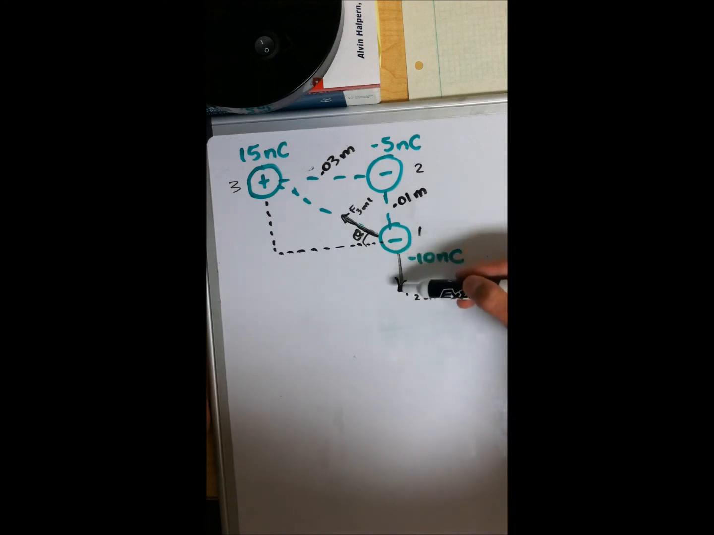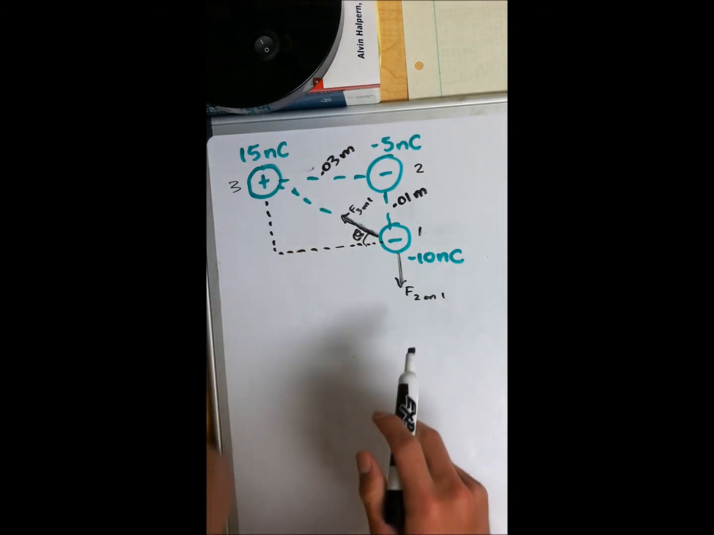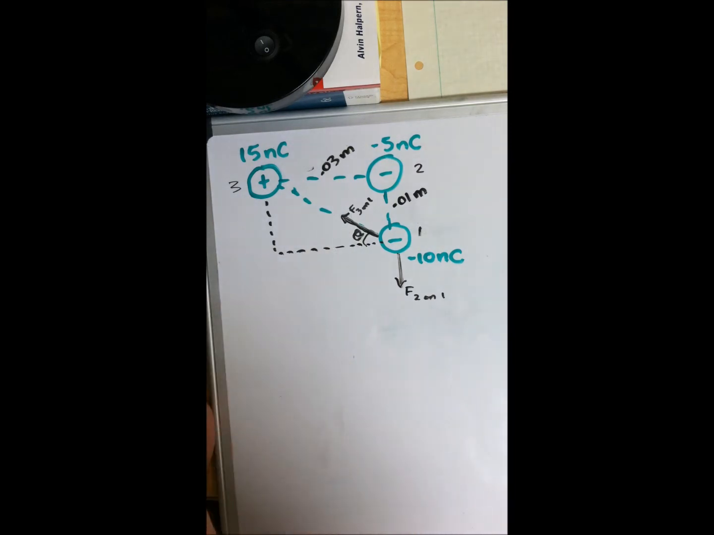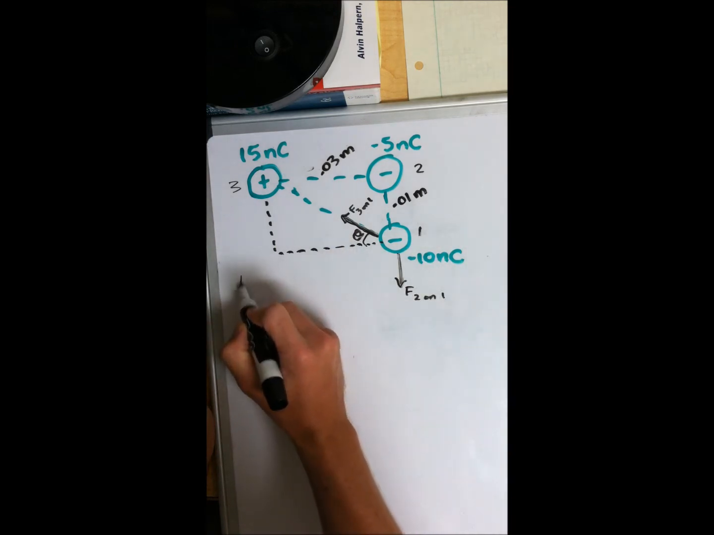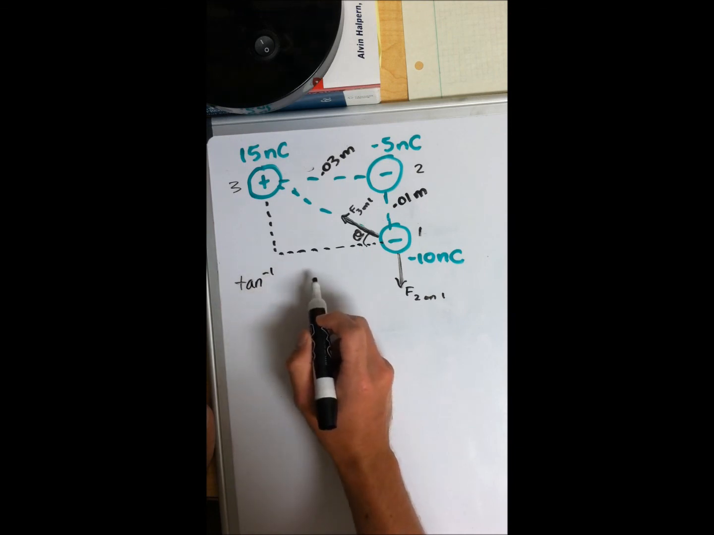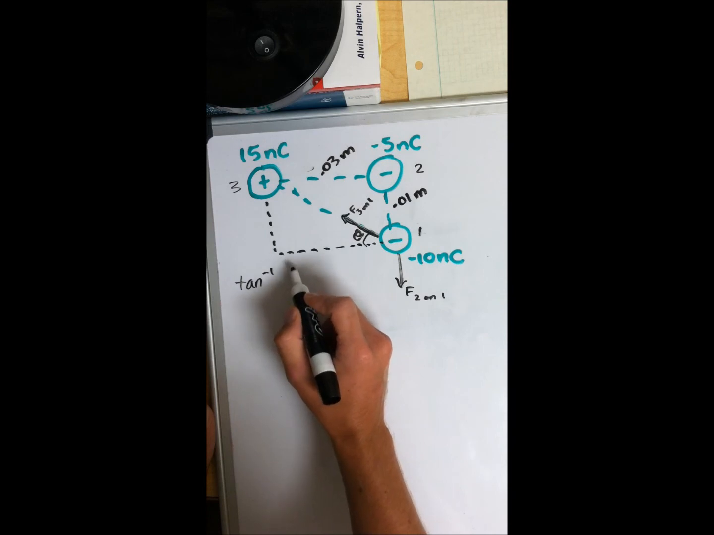This force I see only has a y component, so that'll be an easy one to calculate for us. F of 3 on 1, however, will be a little bit more difficult to calculate because it does have both an x and y component. It'll just take a little bit more work, but I know at some point we're going to need that angle, so I'm going to start by solving for that angle. When the time comes that we need to split up component-wise, this will make our lives a lot easier.